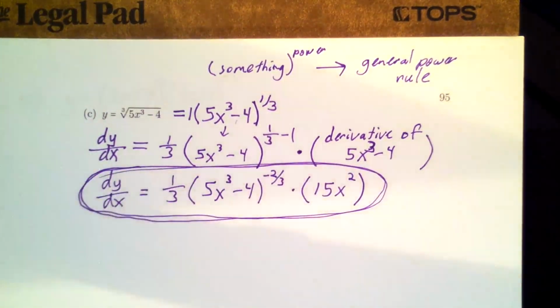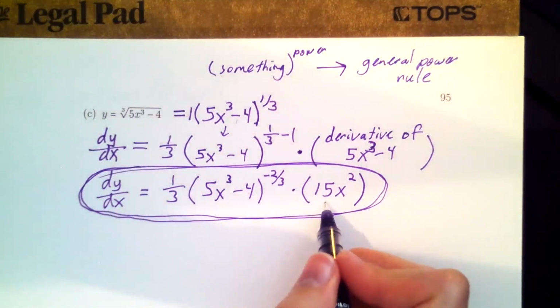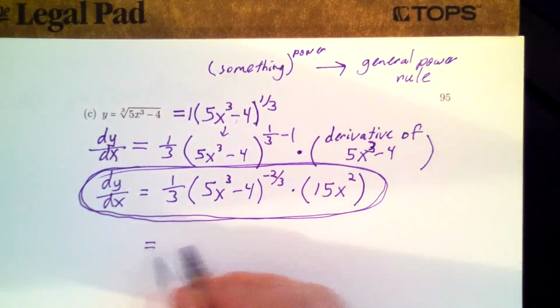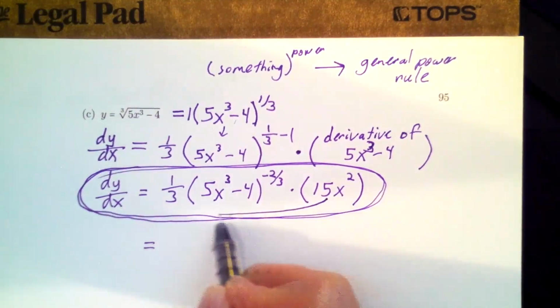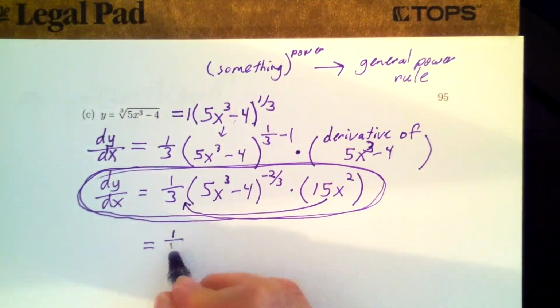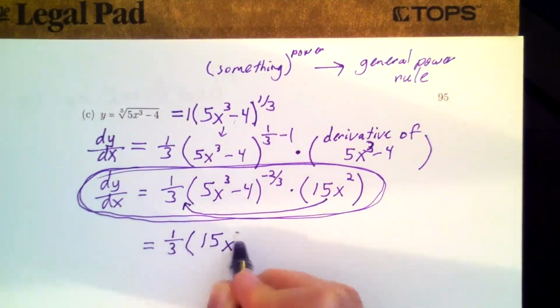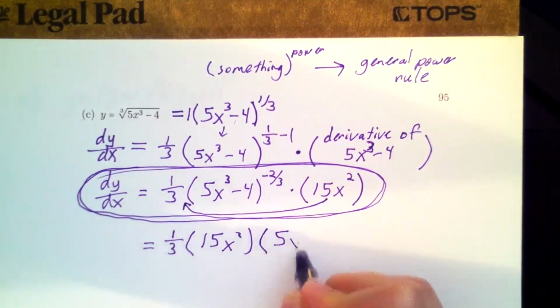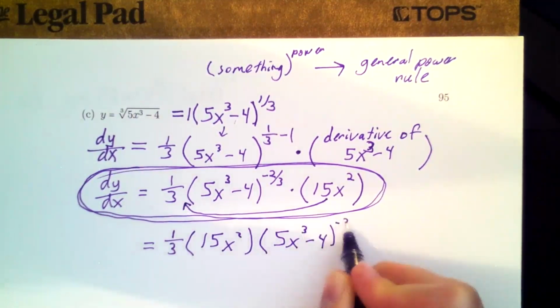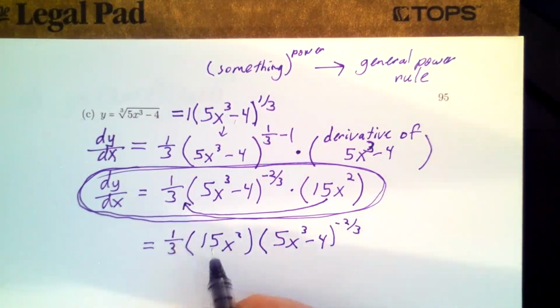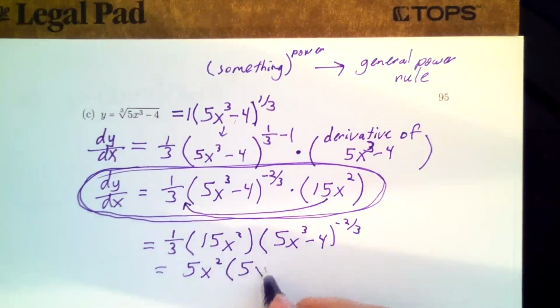This is the derivative. If we want to do something with it, which we're not in these problems, all they're asking for is the derivative, but if I did want to do something with it, you might move things around and try to simplify a little bit. In this case, we could bring this 15x squared up to the front. Let's move it to where it's 1/3 times 15x squared times the 5x cubed minus 4 to the negative 2/3. And then 1/3 times 15, or that is 15 divided by 3, is 5. So this gives me 5x squared times 5x cubed minus 4 to the negative 2/3.